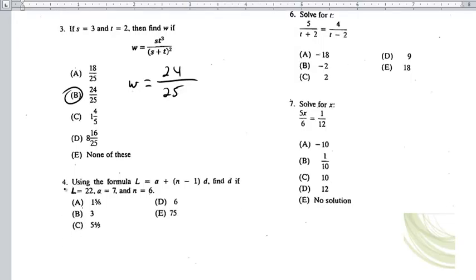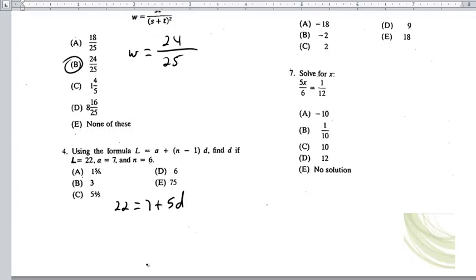Number 4, using the formula L is equal to that. Find D if L is 22. So you're just kind of substituting it in. So I'm going to do 22 equals A, which is 7, plus N is 6. I'm not going to write 6 minus 1. I'm just going to say 5. 5D. Move the 7 over. Once again, do you really need a minus 7 underneath everything? Just subtract 7 and get 5D is equal to 15. And then divide both sides by 5. D is 3.